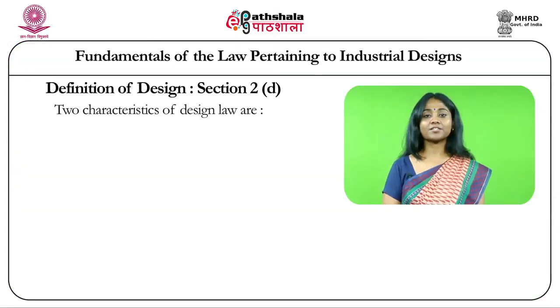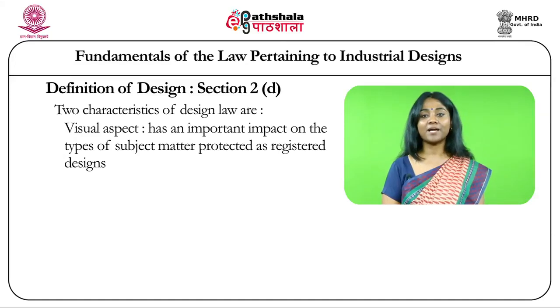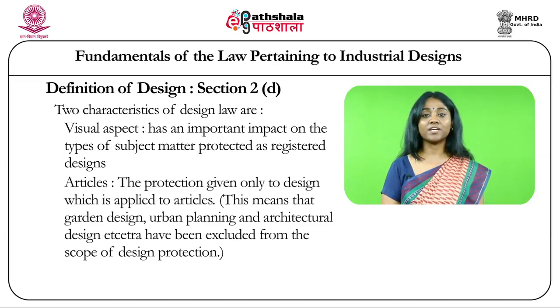So 2 characteristics of design law are visual aspects and the articles to which such design is applied. The visual aspect has an important impact on the types of subject matter protected as registered designs. The articles aspect means the protection is given only to the design which is applied to articles. This means garden designs, urban planning and architectural designs, etc., have been excluded from the scope of design protection. Let's delve deeper into the definition of design.